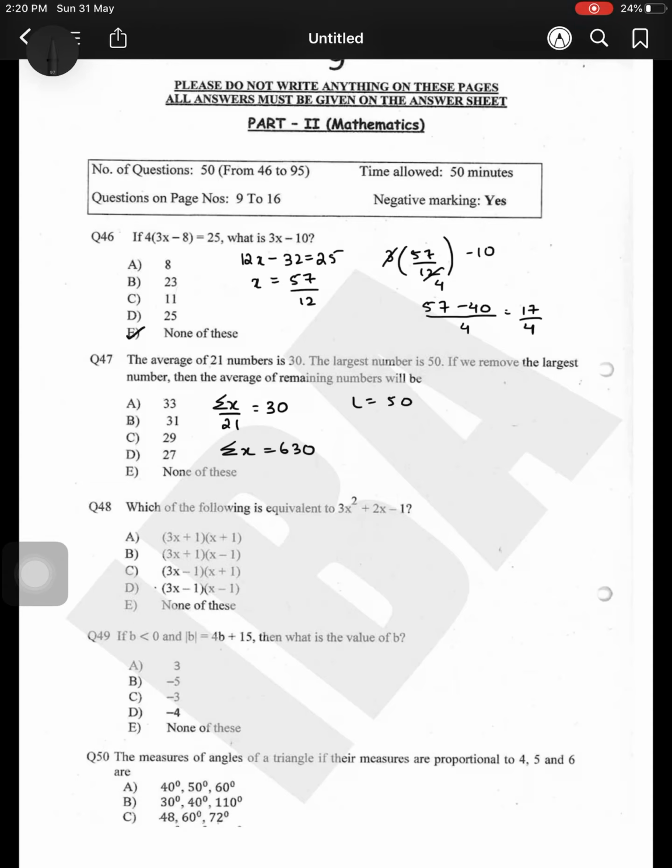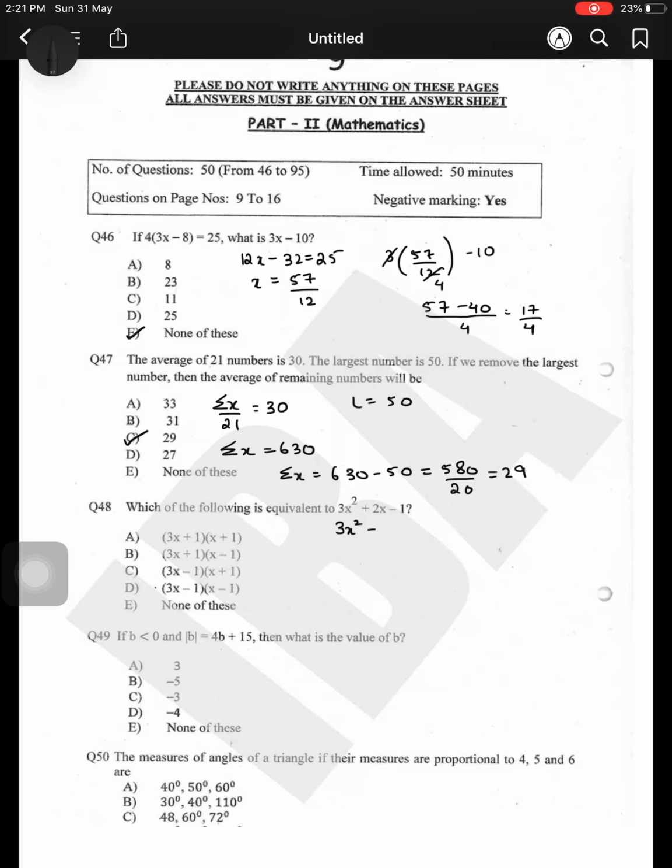Next question, it says the average of 21 numbers is 30, which gives us 630. He's saying the largest number is 50. If we remove the largest number from 630, we will get 580. Then the average of the remaining numbers will be, so remember we're removing one number. From 21 numbers, if we remove one number, that comes out to be 20. Divide by 20, we get 29. That is C.